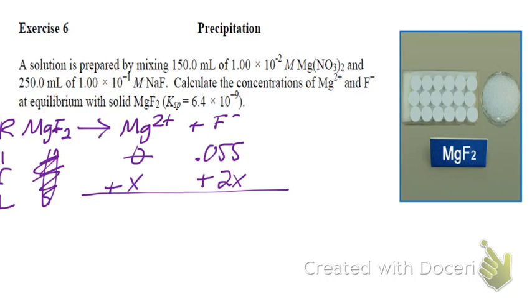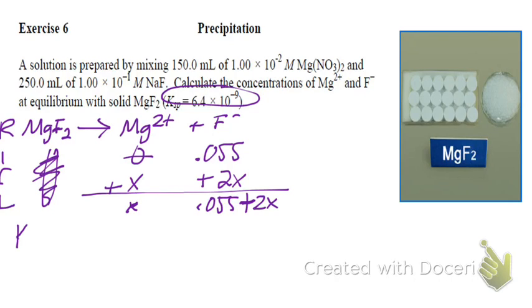So at equilibrium, we're going to have X and 0.055 plus 2X. Not minus, plus. Plus, plus, plus. Okay, so we have the KSP value right here.